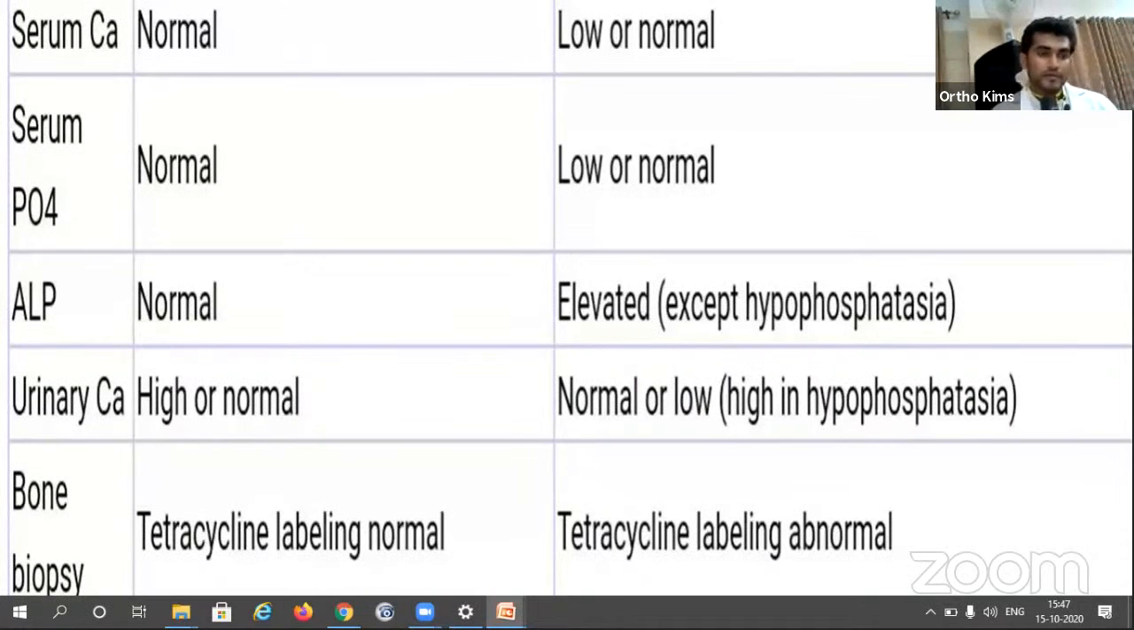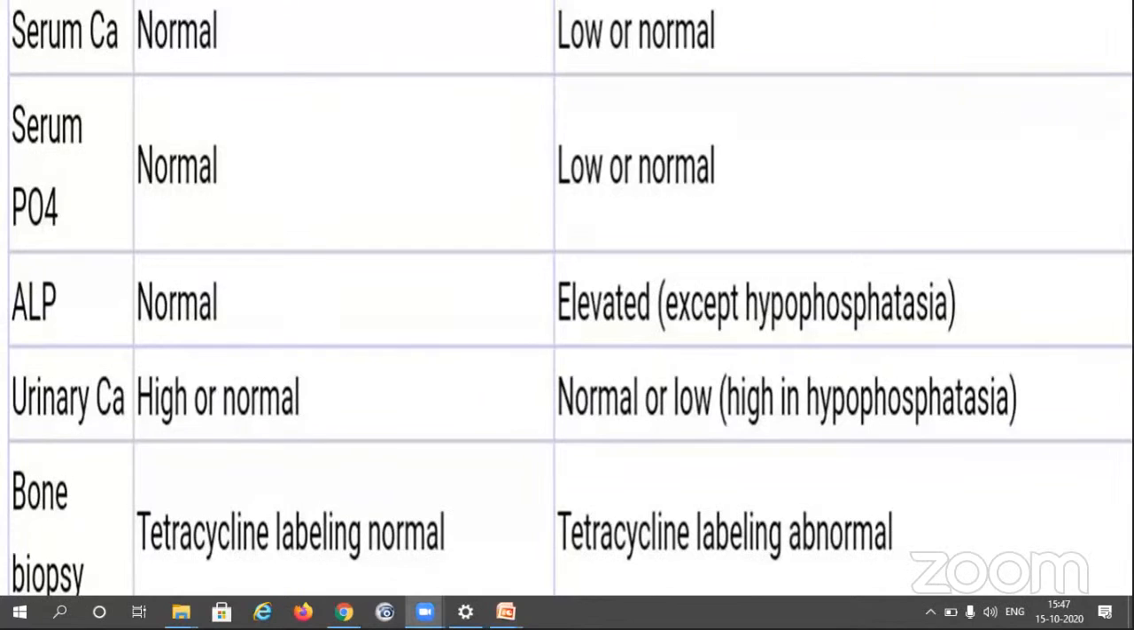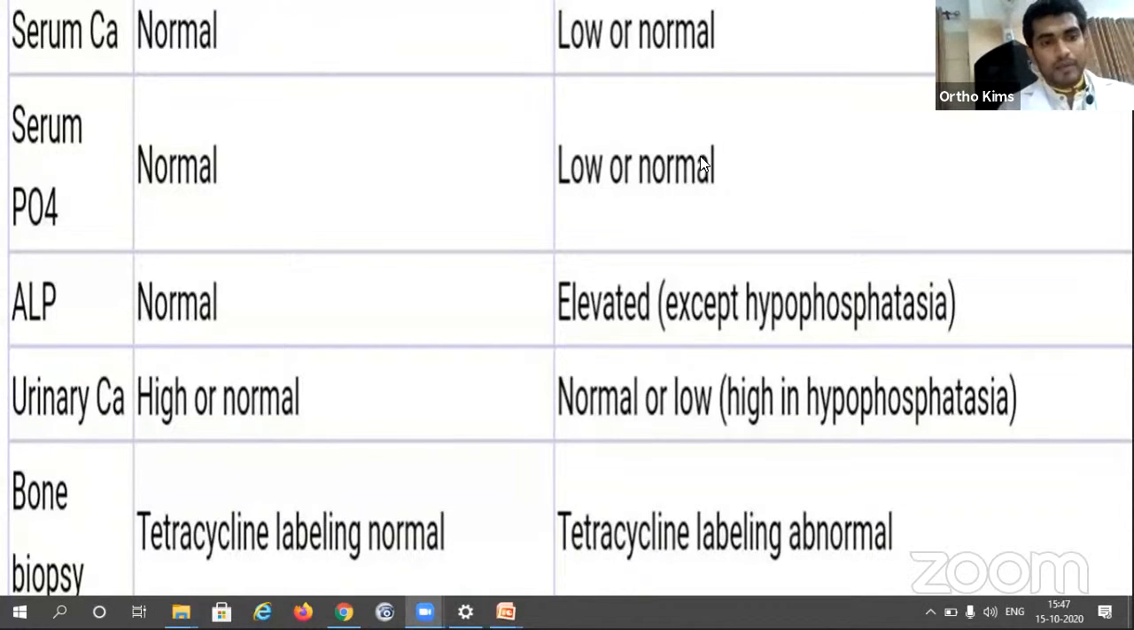Urinary calcium. It may be high or normal in osteoporosis, but is normal or low in osteomalacia. Bone biopsy can be done; in osteoporosis, tetracycline labeling is normal, but in osteomalacia, tetracycline labeling will be abnormal.